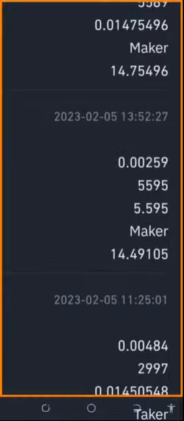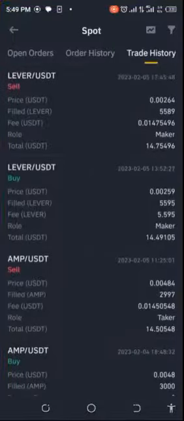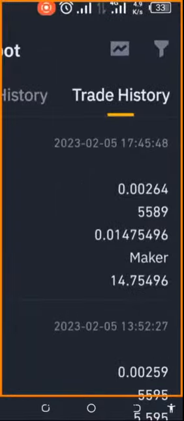I could have actually done 2565 or 2570 because it actually went lower than that. If you take a good look at the trade, you would see, I'll show you in the chart, that it actually went lower. Now we put it at 2640, that's 0.00264, and it immediately got sold. So this is actually a good threshold.